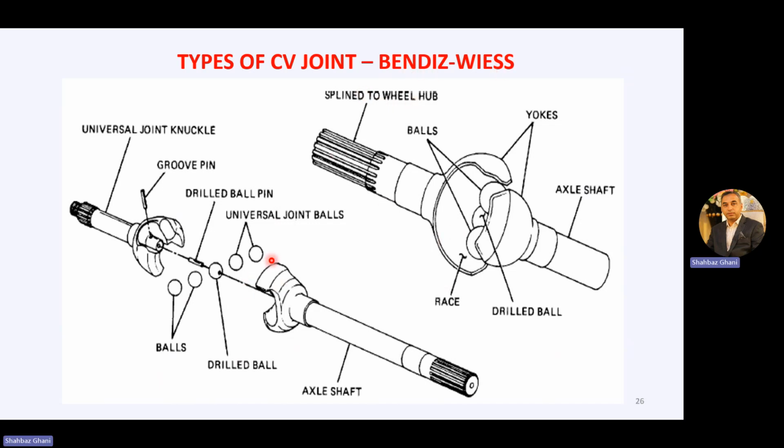It also contains these balls, but we have this arrangement. Axle, universal joint knuckle, groove pin. Then we have drill ball pin and universal ball joints, spline to wheel hub, and axle shaft.